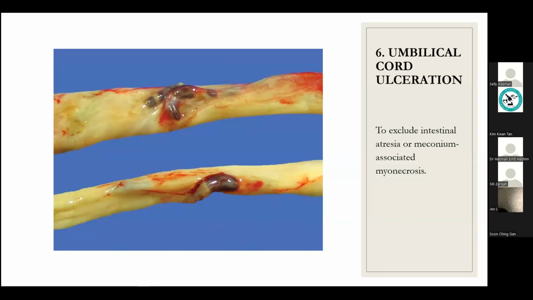The other thing is the second mechanism, myonecrosis. With this lesion, probably the child has small bowel obstruction, so upper GI obstruction.